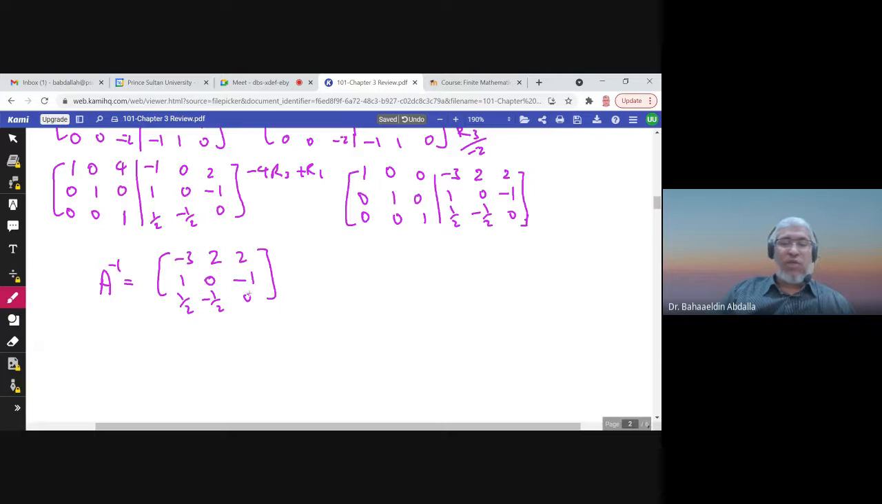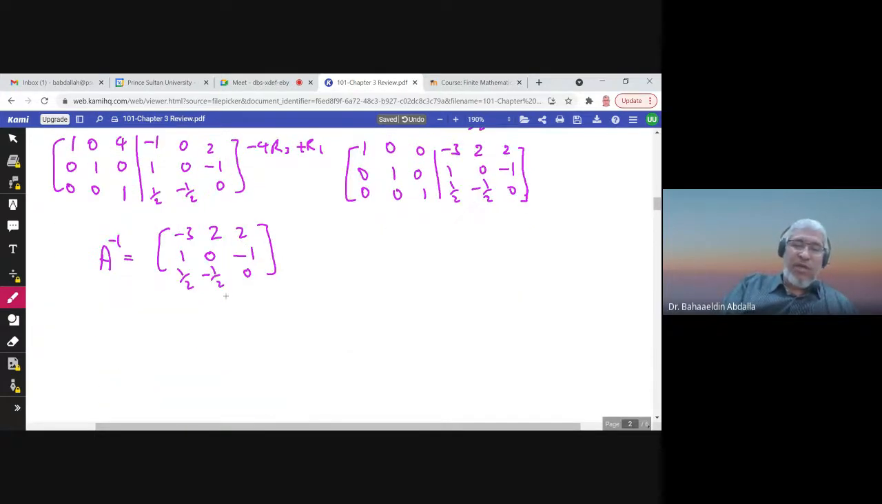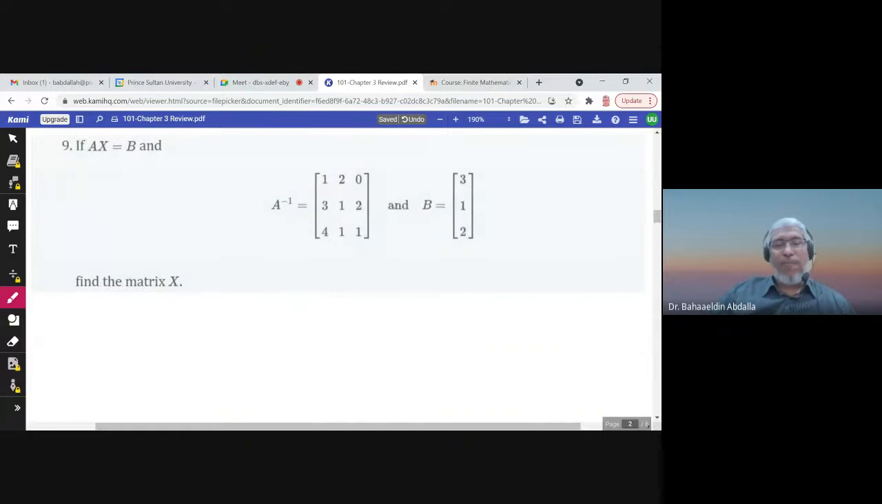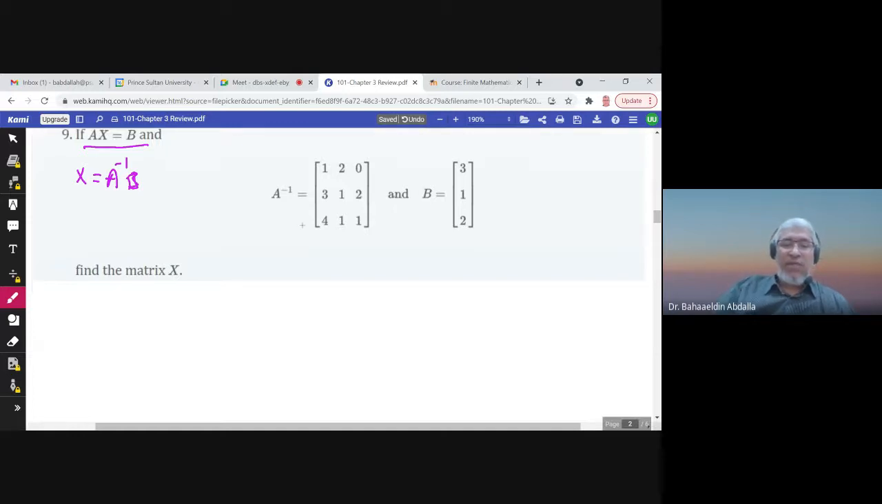And you can check your answer by multiplying A times A inverse or by using the calculator. Find the matrix X if AX equals B. We know that if AX equals B, then X equals A inverse times B. And A inverse is given. So X would be X, Y, Z, the matrix of unknowns. And it would be equal to A inverse times B.